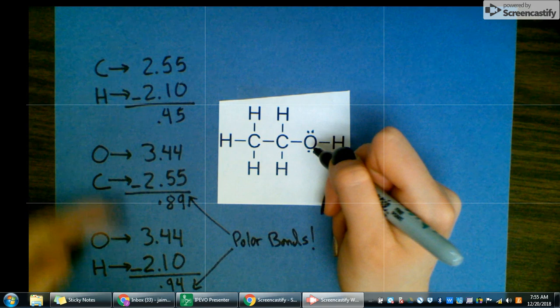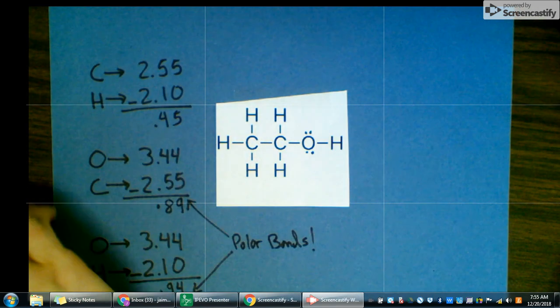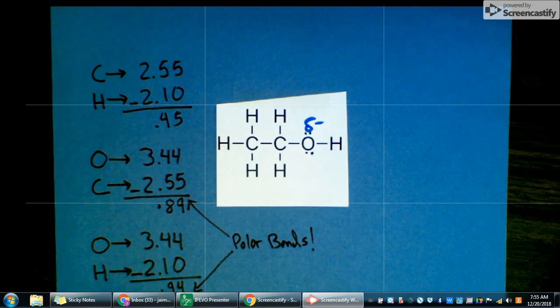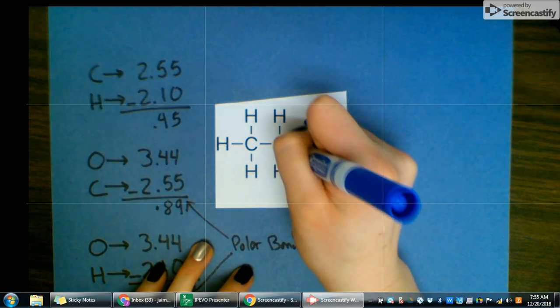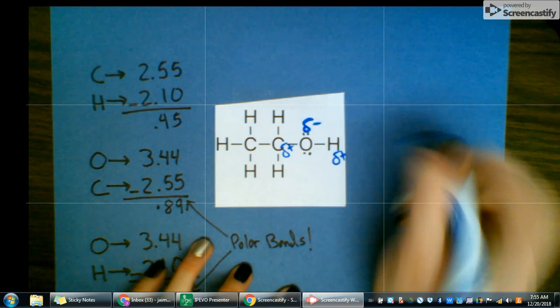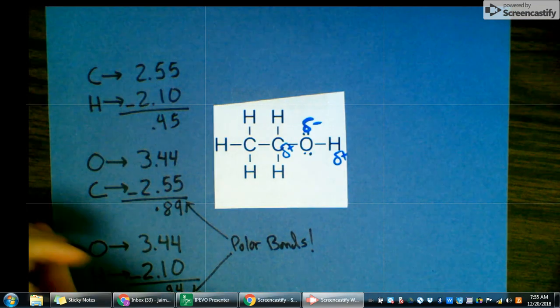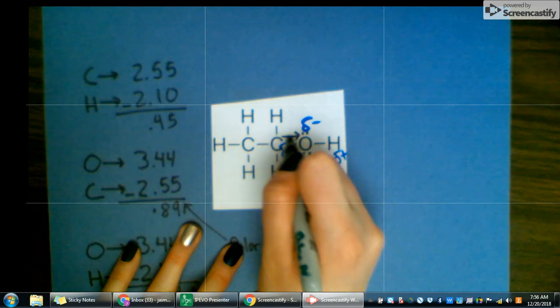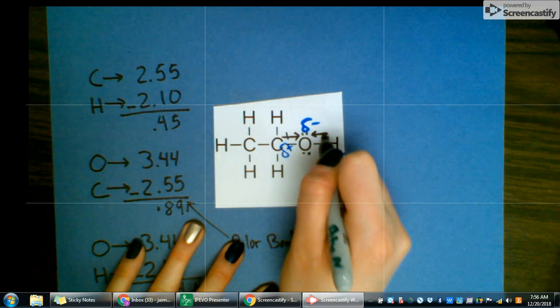So oxygen in both of these bonds is the more electronegative element. So it's going to be labeled as partially negative, which means our carbon is going to be partially positive, and our hydrogen is also going to be partially positive. If we draw in our bond dipoles, they will look like this, pointing towards the more electronegative element.